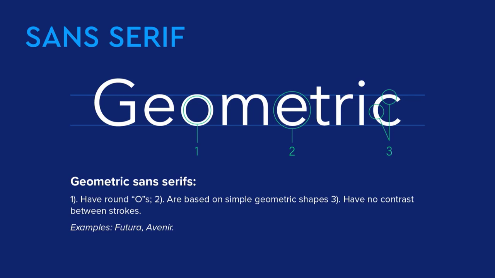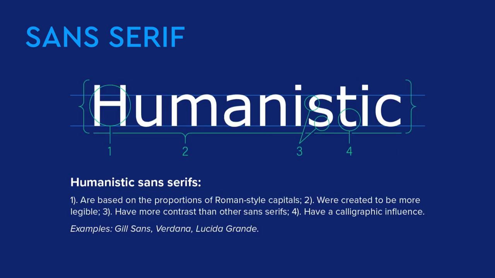Another subcategory of sans serif is what we call humanistic. What we highlight in number one is based on proportional and Roman-style capitals. All the places highlighted as number two were created to be more legible. Number three has more contrast than the other sans serifs. The place highlighted as number four has a calligraphic influence. Examples of fonts that fall into this subcategory are Gill Sans, Verdana, and Lucida Grande.